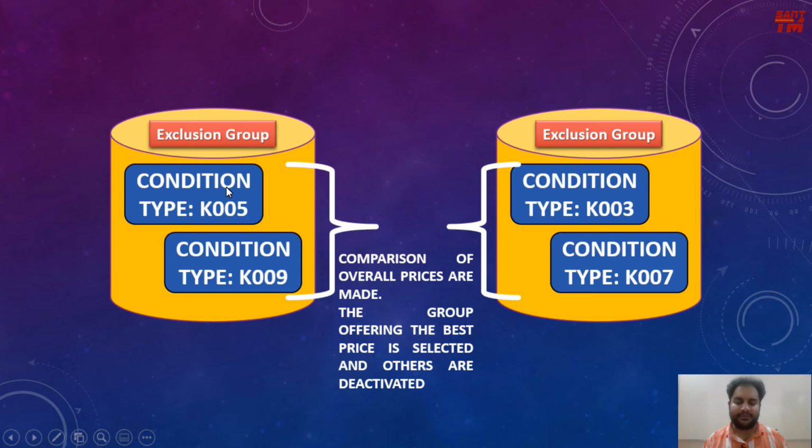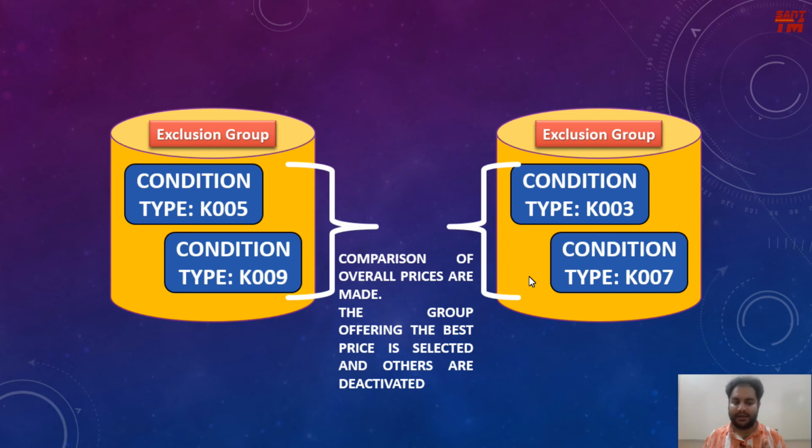Now if this price is better for the customer and this price offered by this exclusion group is not better, then this one would be deactivated and this exclusion group will be selected. That means both the conditions in this exclusion group will be selected. Otherwise, if this exclusion group is giving the better price, then this exclusion group would be deactivated and this would be selected. So here we are noting that out of 4 conditions, 2 would be selected. So if we are comparing the exclusion groups, then multiple conditions can be selected at a time. There is no restriction of only one condition.